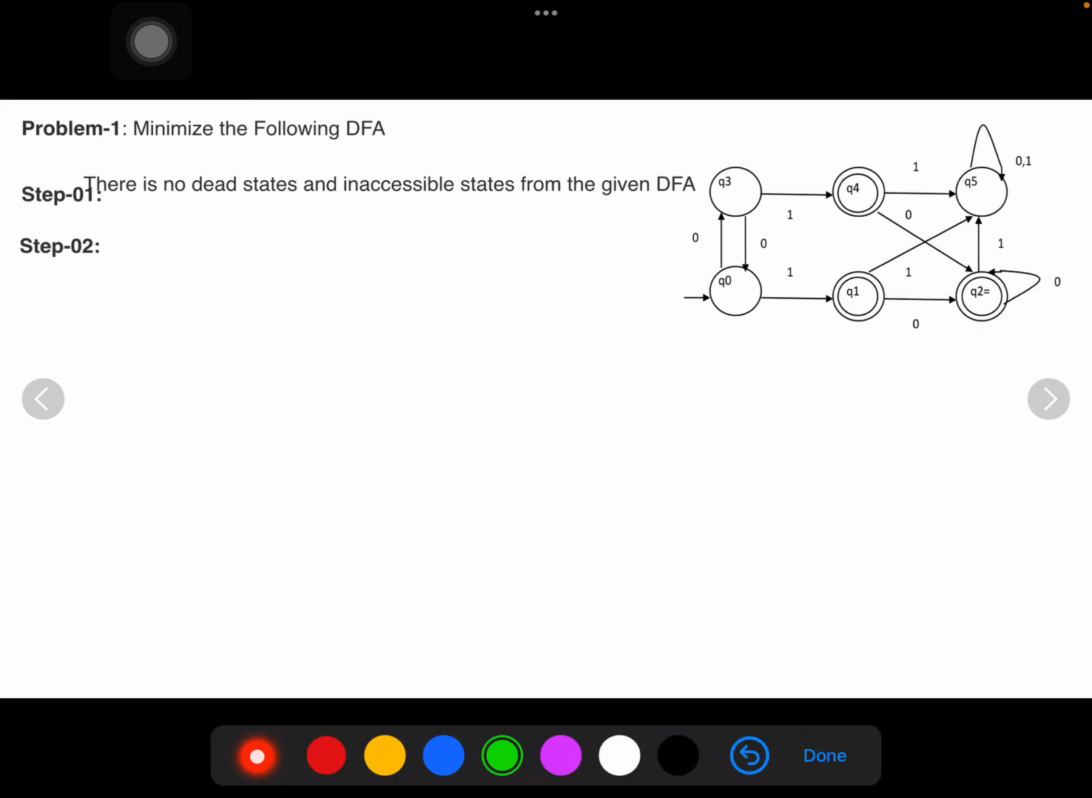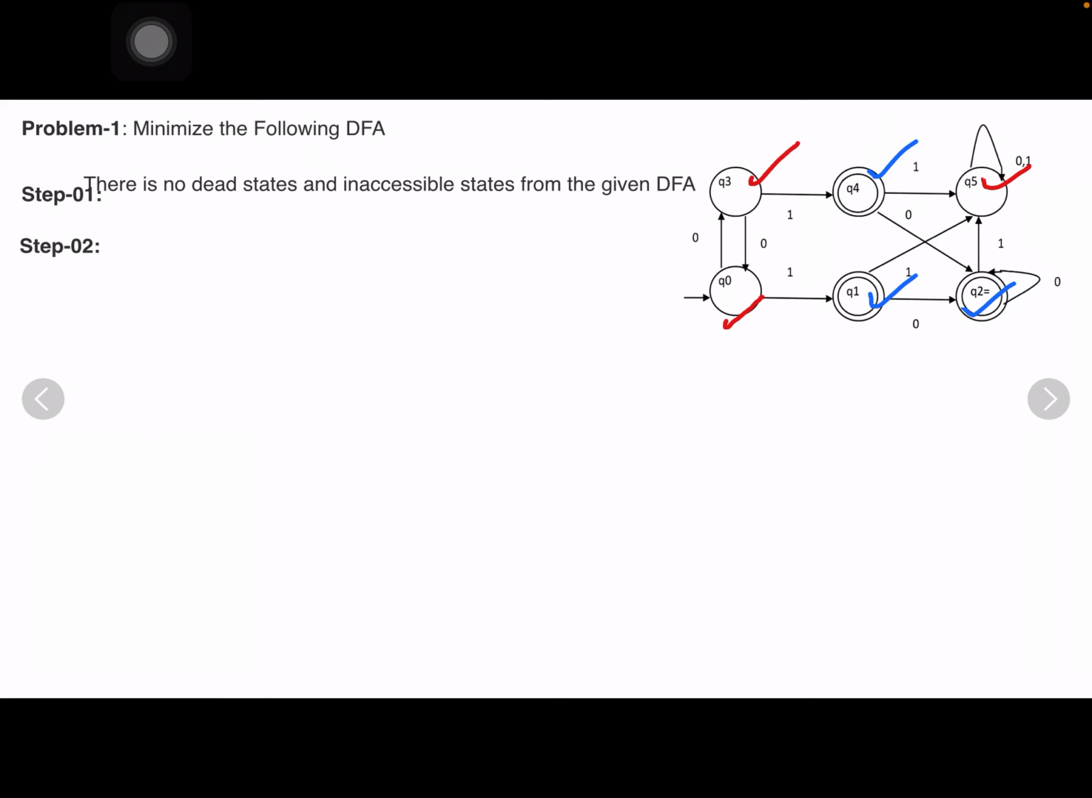Step 2 says partition the given Q, capital Q, into two sets: one set consisting of the final states, another set consisting of the non-final states. In this case, what are the two sets? I will take the first set: one set consisting of the non-final states, Q0, Q3, Q5. Now what are the final states? Q4, Q1, Q2.